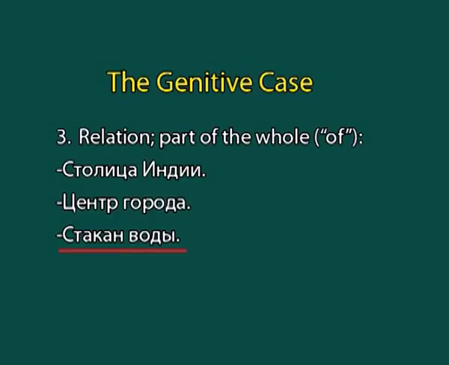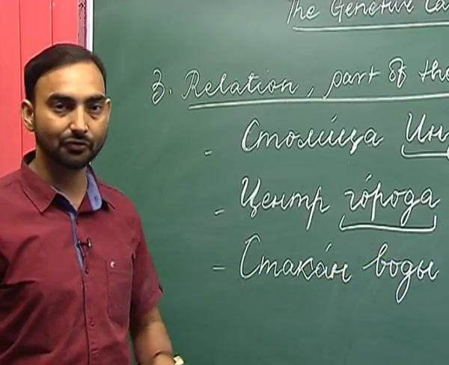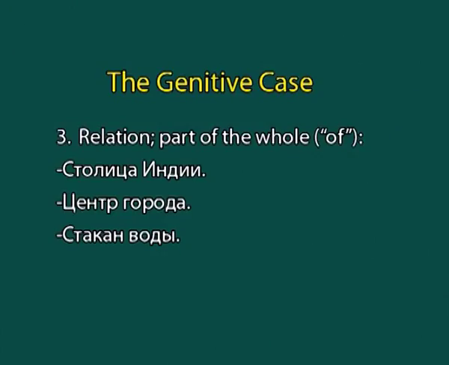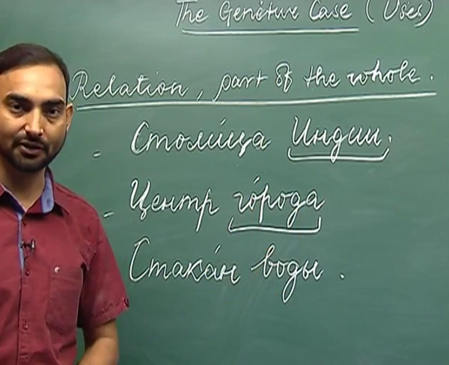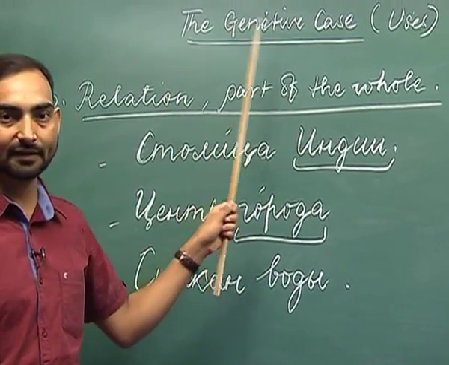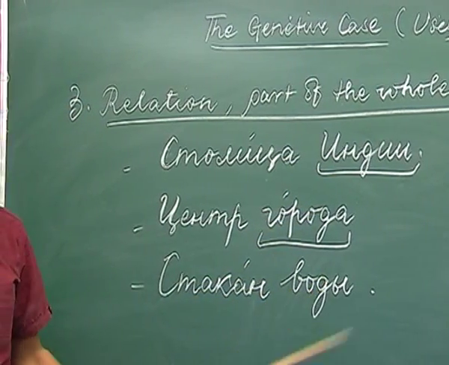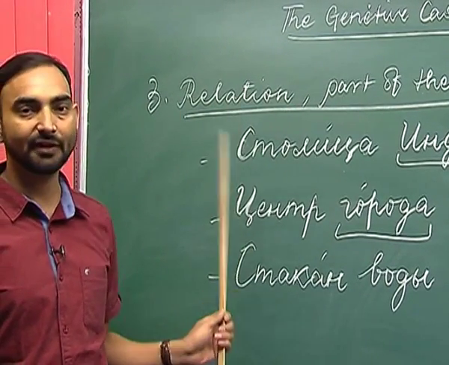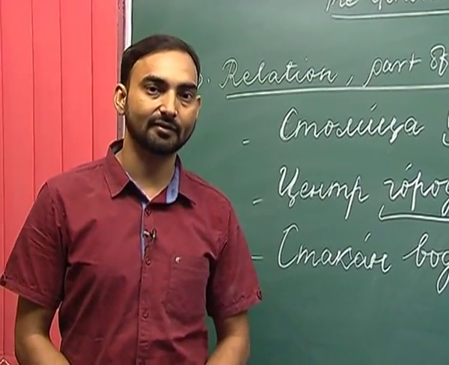Stakan vody, stakan is glass and voda, you know, water. Stakan vody, a glass of water. So, here as you can see in these three combinations, the relationship or the part of the whole has been denoted with the use of the genitive case of nouns. Here all these three nouns, Indii, goroda and vody, are in the form of the genitive case, and we are denoting the relation between two nouns here. So, this is the third use of the genitive case.